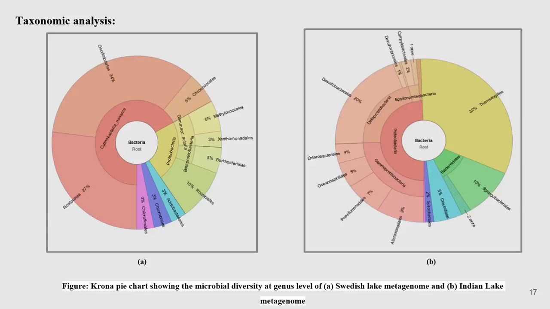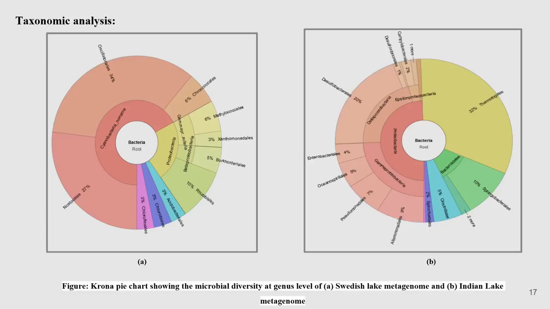Within the bacterial taxa, at the phylum level, the Indian metagenome had 49% proteobacteria, followed by 32% thermotogae, 11% bacteroidetes, 5% firmicutes, 2% spirochetes, and 0.3% chloroflexi, while the Swedish metagenome had 73% of cyanobacteria, followed by 19% proteobacteria, 5% actinobacteria, and 4% acidobacteria. A significant difference in relative abundance among the bacterial class between the two lakes was observed. The abundance details at the order level are given in figure 1A and 1B, which is displayed on the screen.